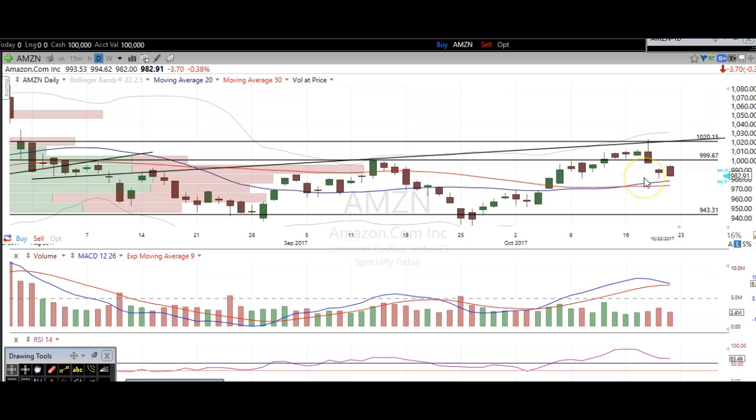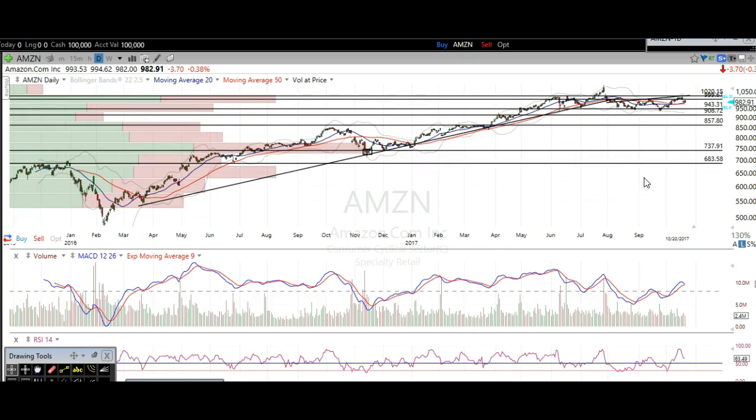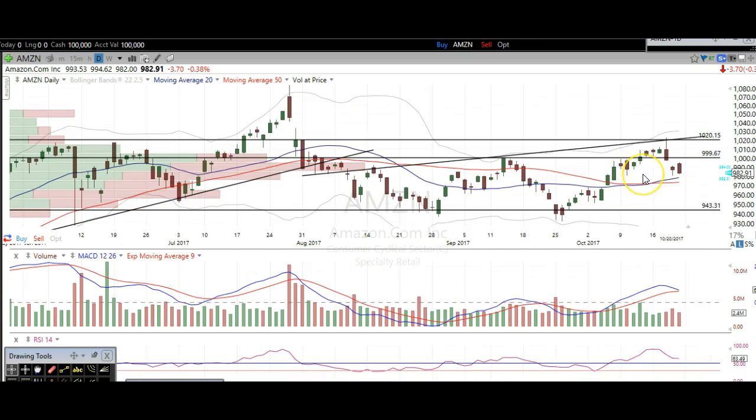I'm just talking about the very, very short term for Amazon, because obviously if you look at the long run, we're still very, very bullish here. If you look from just the beginning of 2016, we've gone virtually straight up. So just keep it in context. I'm just talking about the very short term here on Amazon, and that's what you have to be focusing on if you're a trader.